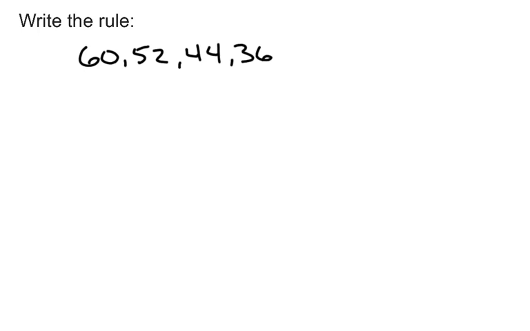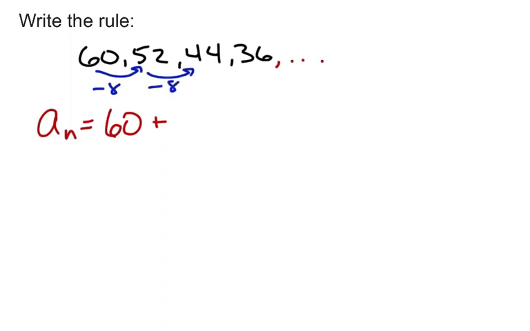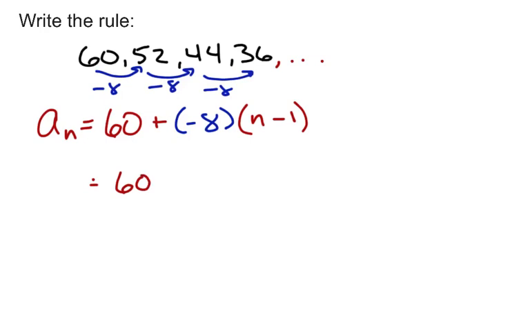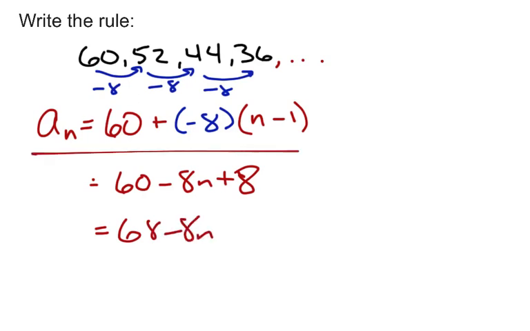Let's try another one. 60, 52, 44, and so on. So the nth term is going to be our first term plus the common difference. Well, how do we get from here to here? We subtract 8 now every time. So our common difference is actually -8, n minus 1 times, which could be simplified as 60 minus 8n plus 8, or 68 minus 8n. Of course, once again, I just need you to be able to get to there. If you want to go and simplify it some more, that's great.